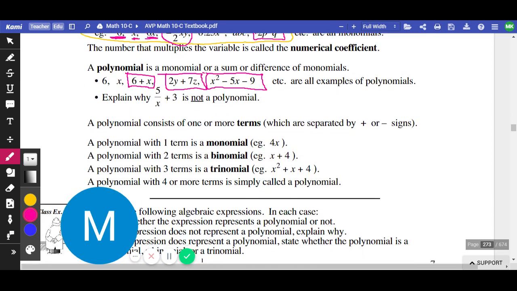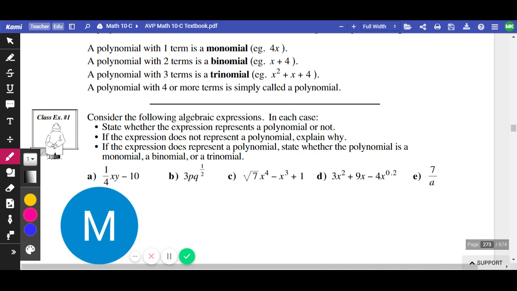Binomial is the next one. A binomial has 2 terms. Two terms means you have 1 plus or minus sign. This is 2 terms: x plus 4. X is 1 term, plus 4 is the second term. If you had 3 terms, you would call it a trinomial. So looking at this one, this is a trinomial. X squared is 1 term, plus x is another term, plus 4 is another term. It is a trinomial.